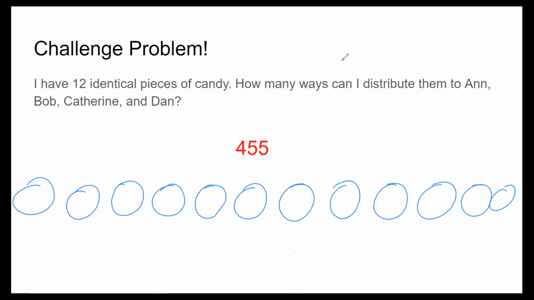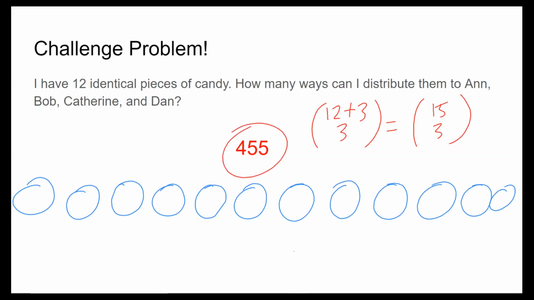Well, remember from the last time, if we want to distribute them among 4 people, we have to divide the candies 3 ways, right? So we need 3 dividers. And we can place these 3 dividers anywhere. So let's just say we choose 12 plus 3 objects. And out of those 12 plus 3, we choose 3 of them to be dividers. And that would equal 15 choose 3, which written on the board here is 455. So it's the same type of problem, except with slightly different numbers.